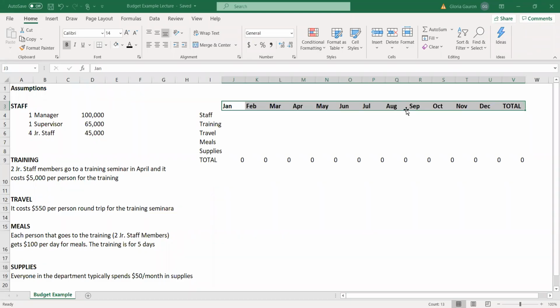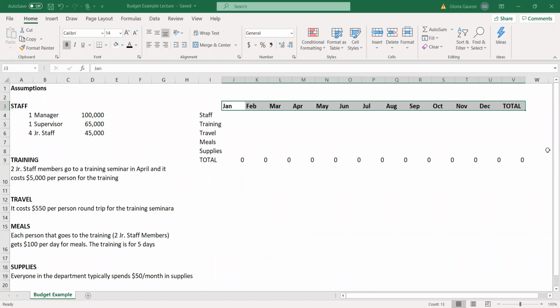Hi everyone. In this video, I want to give you an example of how you would establish a budget for your department. So basically, budgets begin with a whole bunch of assumptions. And let's say you're the head of the IT department, right? So you have to begin with your staff and training and travel and all of the little expenses that will arise for you to run your department.